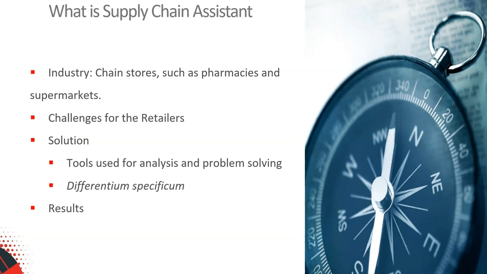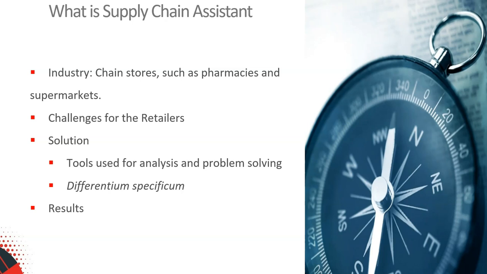Another important part of the system is the visualization, which is a Tableau dashboard. The dashboard enables the clients to plan and keep track of the entire replenishment process. Differentum Specificum, a model that predicts optimal stock and with 99% probability determines the stock needed in a store so that there would not be stock out and overstock events.